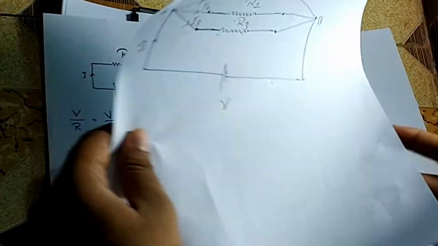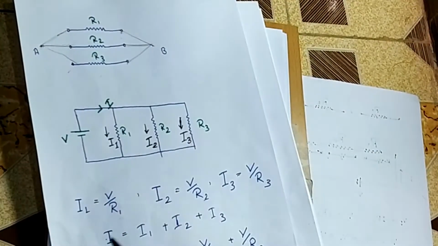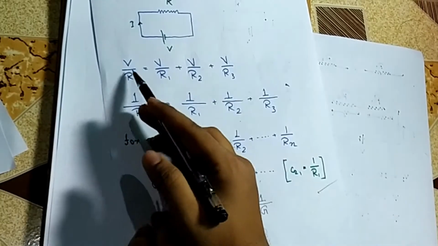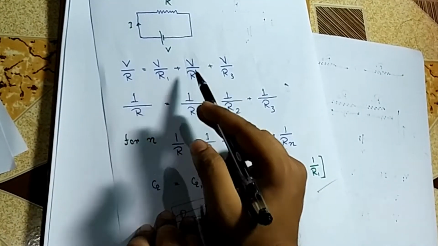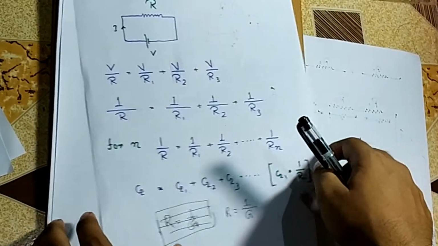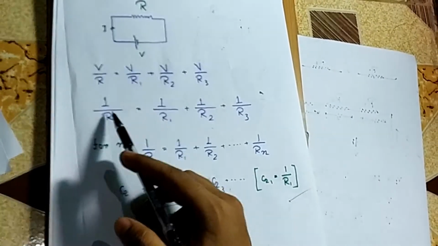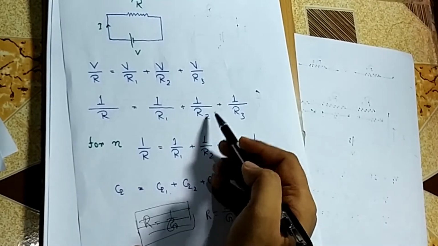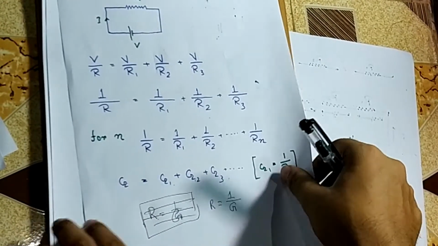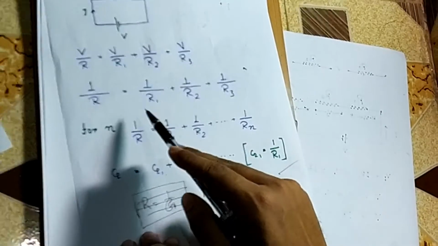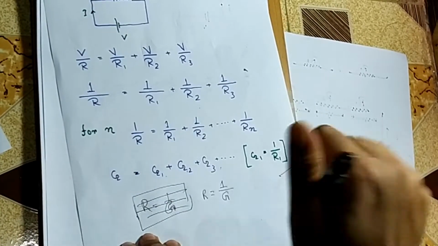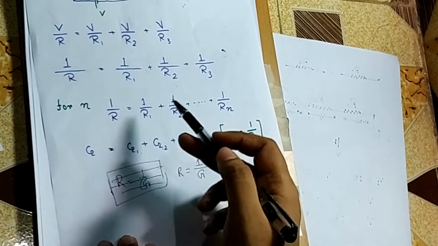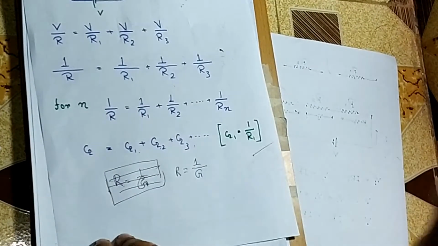So we rewrite this equation in this manner: V by R equals V by R1 plus V by R2 plus V by R3. From both sides we can cancel the V. We will have 1 by R equals 1 by R1 plus 1 by R2 plus 1 by R3. So if three different resistors are connected, we will get this equation. If n resistors are connected in parallel, then we will get the corresponding equation.